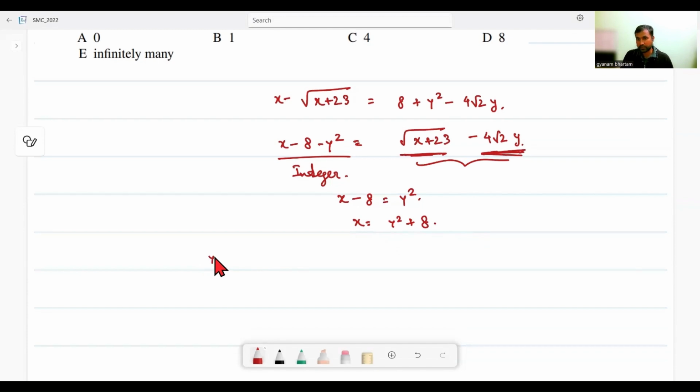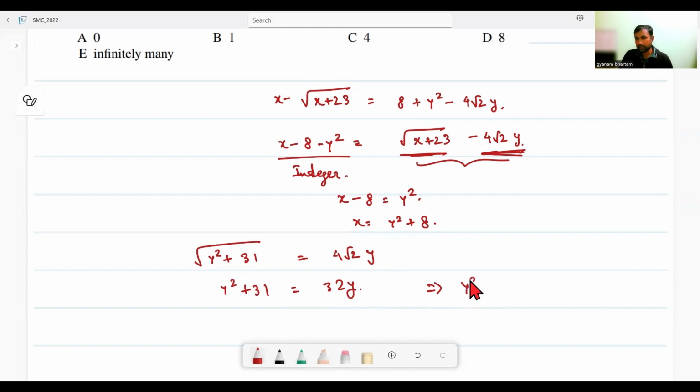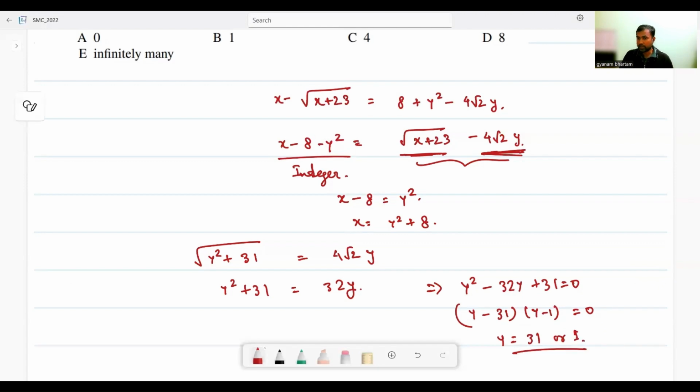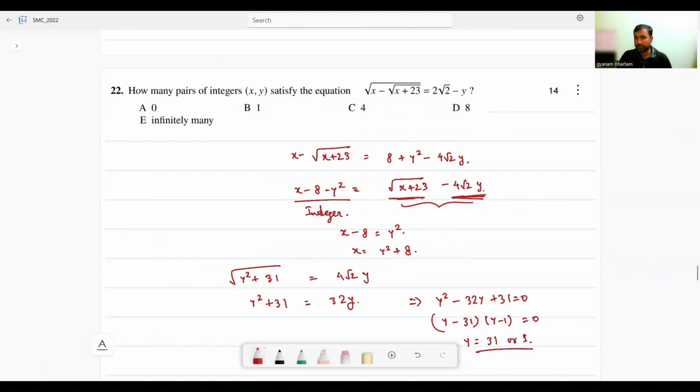So you can just substitute. So y square plus 8 plus 23 is going to be y square plus 31, which is going to be 4 root 2 y. And now we square it. So y square plus 31, and this side is 16 times 2, 32y. Okay, so we get y square minus 32y plus 31 equal to 0. So we have y minus 31 into y minus 1 equal to 0. So y could be 31 or 1. Both are integers. We have to check one more time.